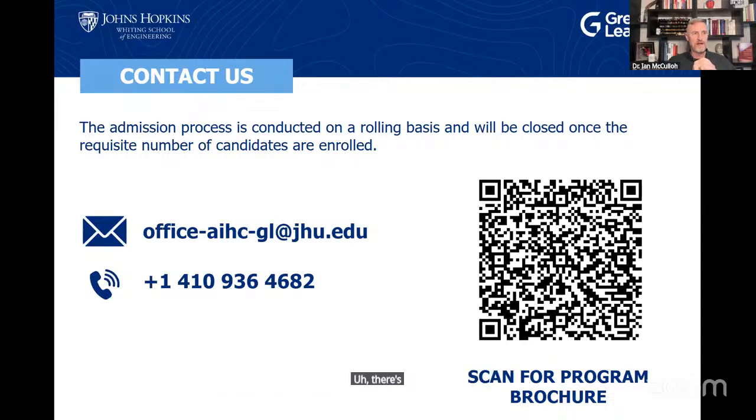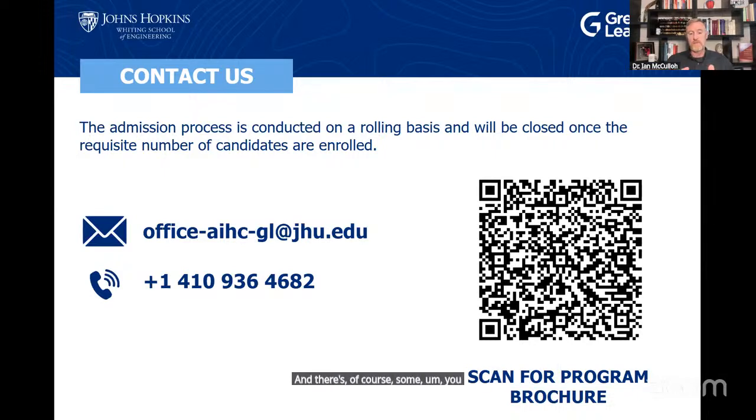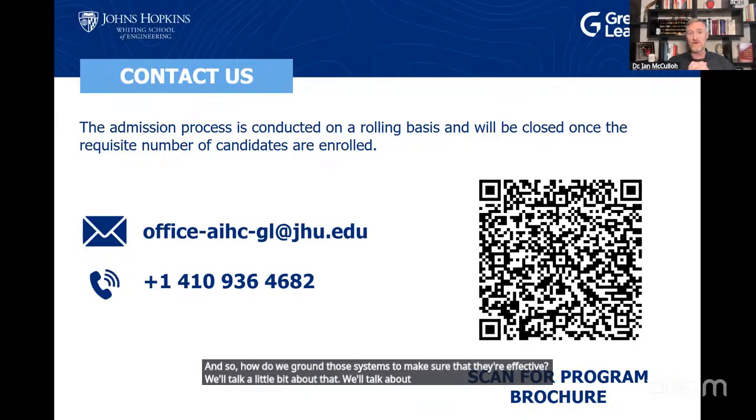There's another couple nurses that work out in Seattle, in the University of Washington healthcare system, that are doing work around this idea of how do we use AI to do charting. And of course, the benefit of charting is if you can automate charting, then you can perhaps free up nurse time to be more bedside and more focused on patient care. But of course, then there's issues with AI in terms of hallucinations and fabrications and potential error that can get introduced. And so how do we ground those systems to make sure that they're effective? We'll talk a little bit about that. We'll talk about potential risks of over-reliance.